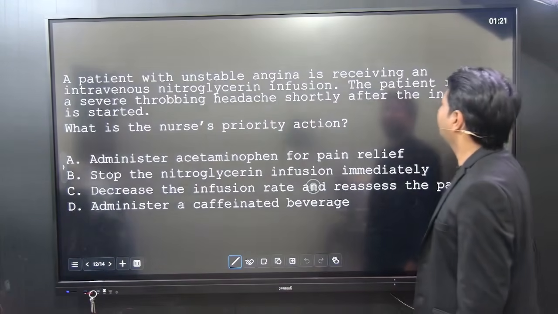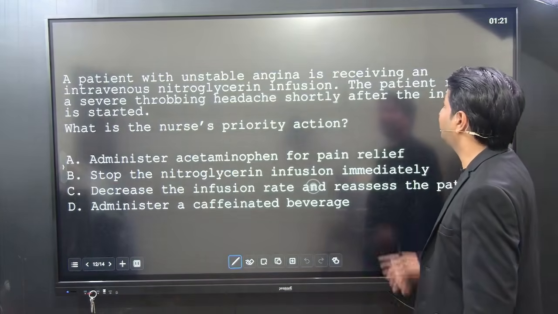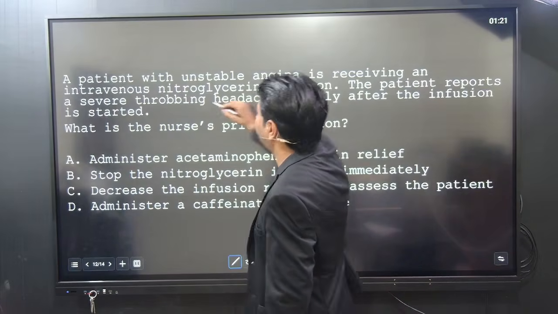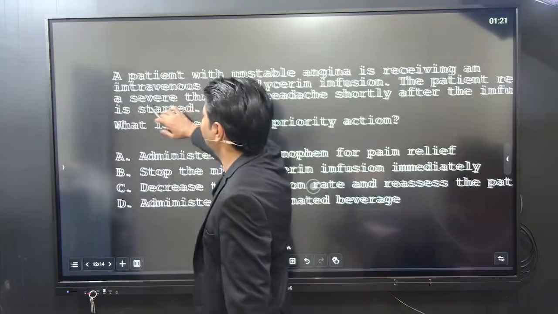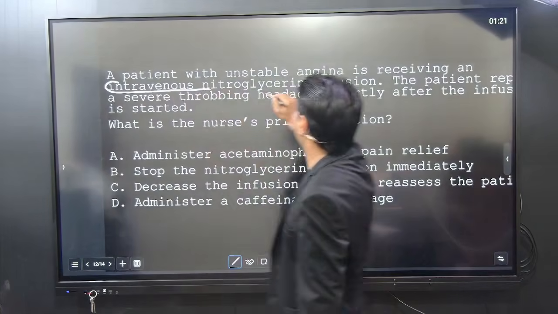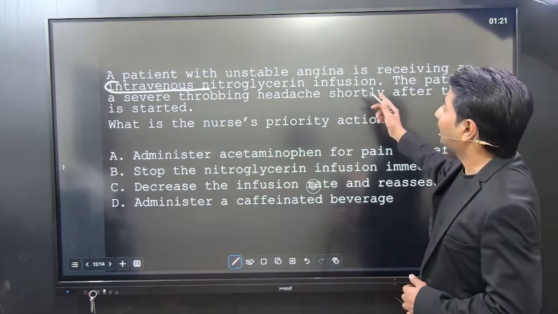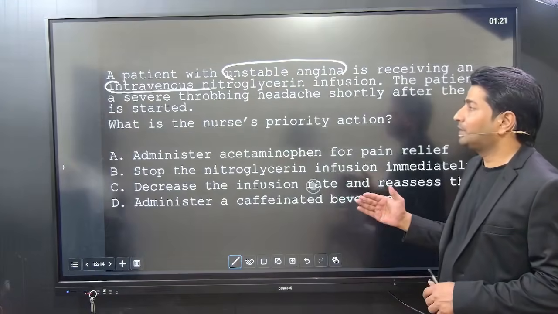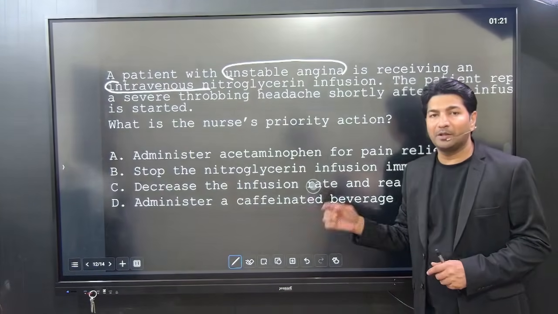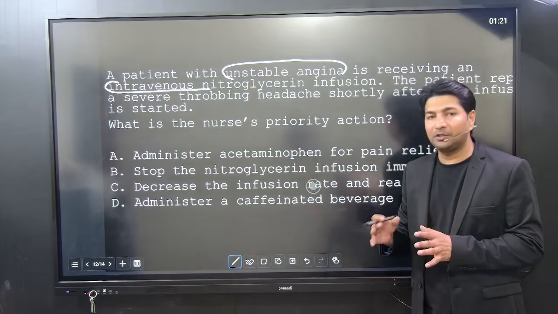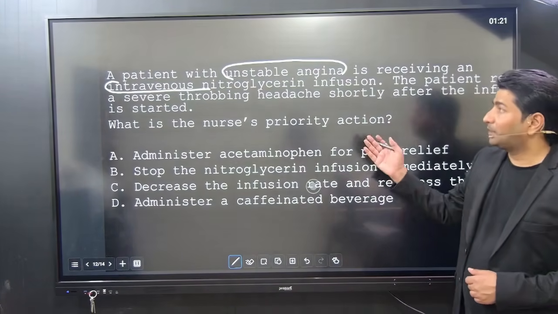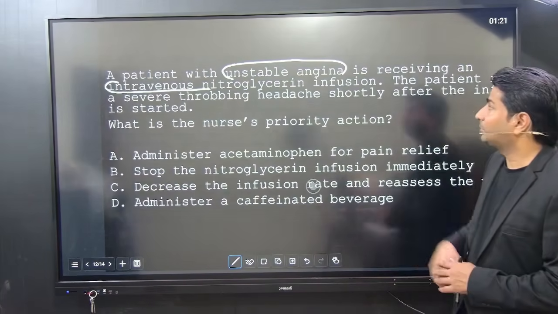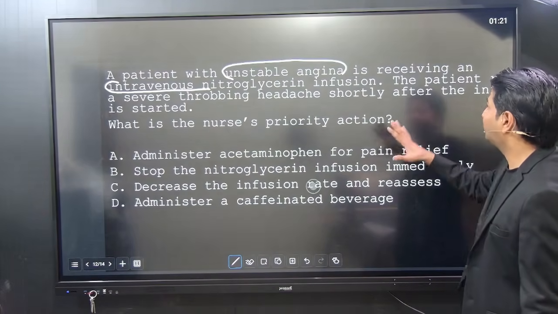A patient with unstable angina is receiving an intravenous nitroglycerin infusion. Here, you must note that an intravenous infusion is being administered. It's intravenous. This means your answer might be slightly different now. This is an IV nitroglycerin infusion. It's ongoing, and the patient has unstable angina. Unstable angina means it could progress to myocardial infarction at any time. This occurs when there's significant blockage in the coronary artery or if a fatty plaque ruptures, potentially leading to a clot. So it's unstable angina, and an IV infusion of nitroglycerin has been started.